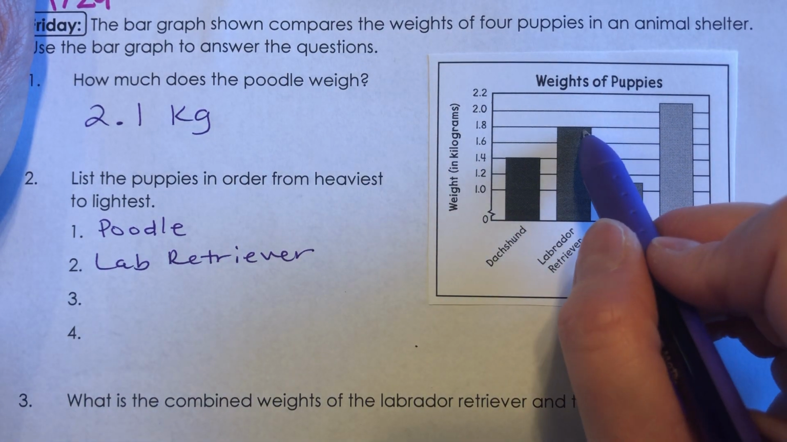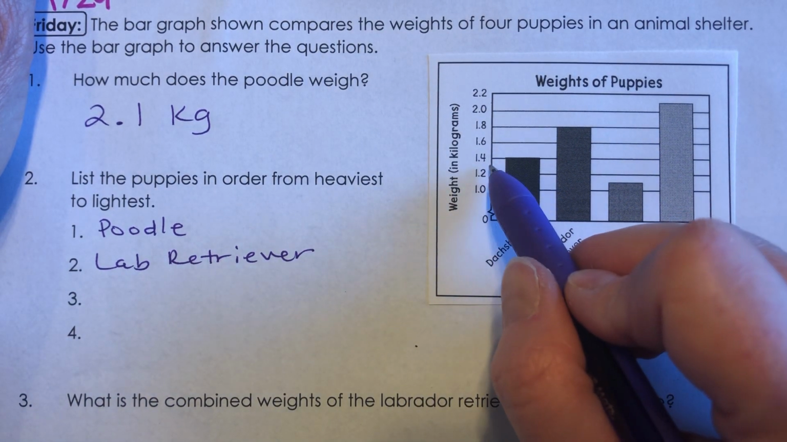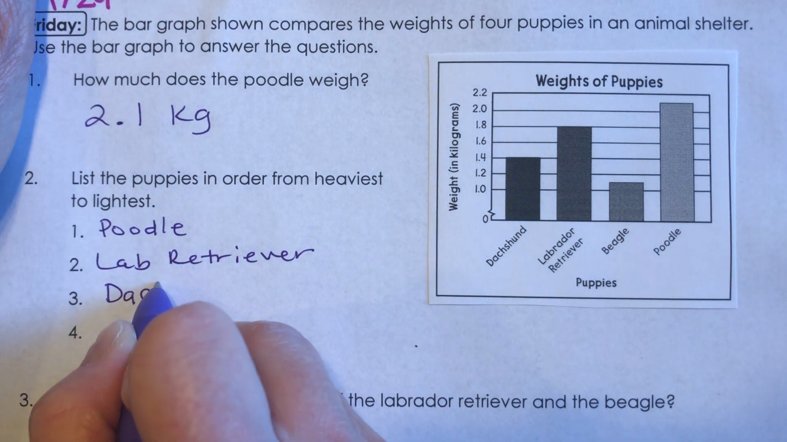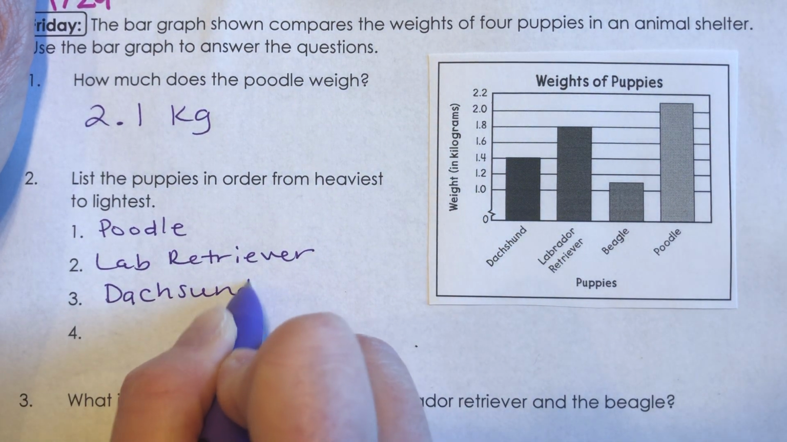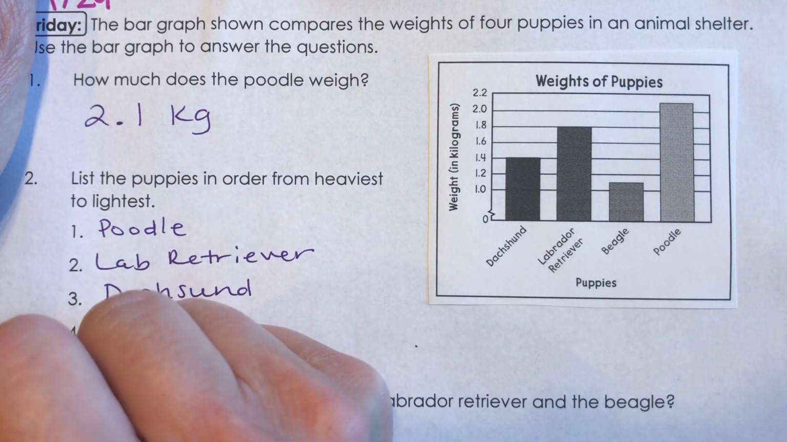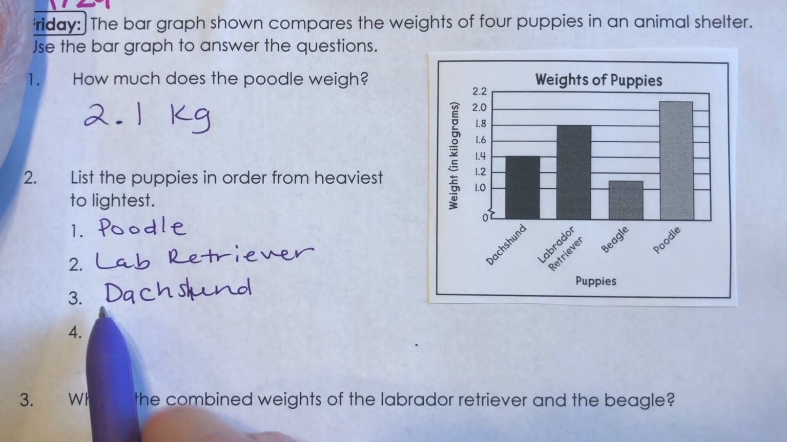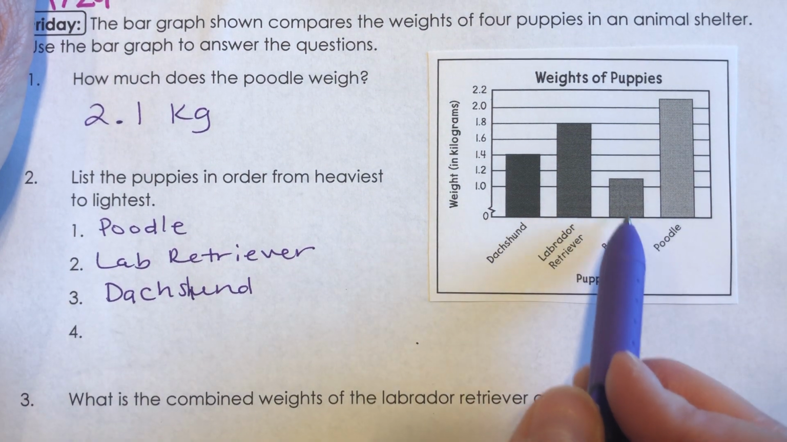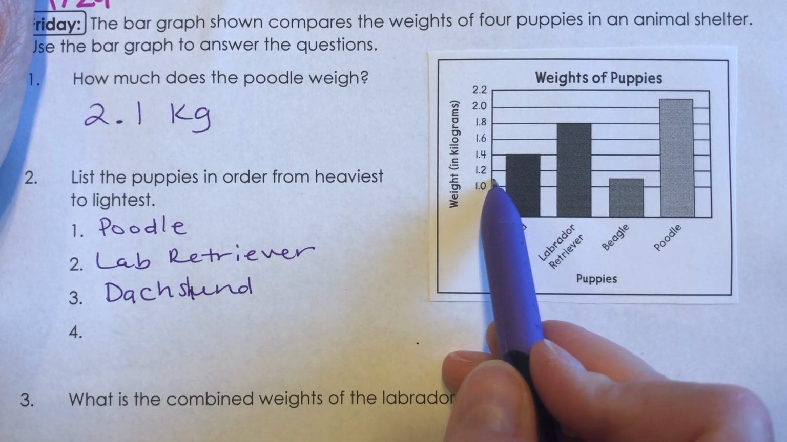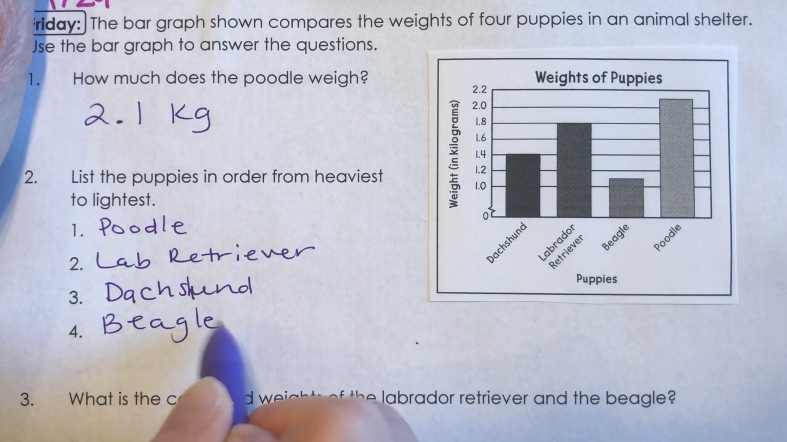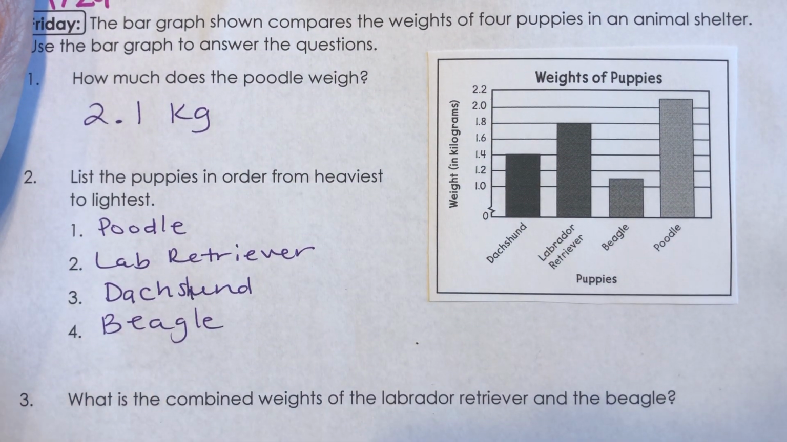And then after that, the next highest bar is the Dachshund at 1.4 kilograms. Oops, I forgot an H in there. Can I fit it? Sure, there we go. All right, and then the lightest one would be the little Beagle, and that is at 1.1. So we went from heaviest to lightest.